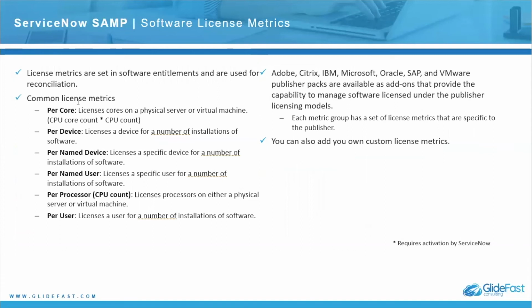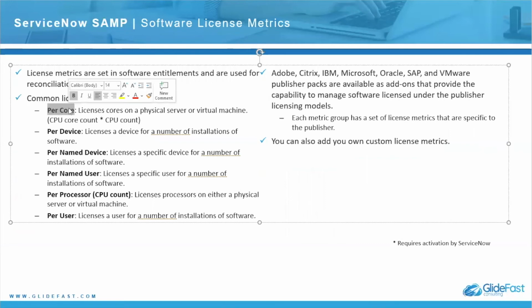Software license metrics, just be familiar that there are software license metrics, and they just mean how we measure the software being installed. Are we measuring it on a per core basis, a device, a user, a processor? There's a bunch of different ways that you can measure whether software is installed or you have the rights for it. Adobe, Citrix, IBM, Microsoft, Oracle, all the big publishers, they have their own publisher packs and they provide their own metrics behind them. And those are typically black box.